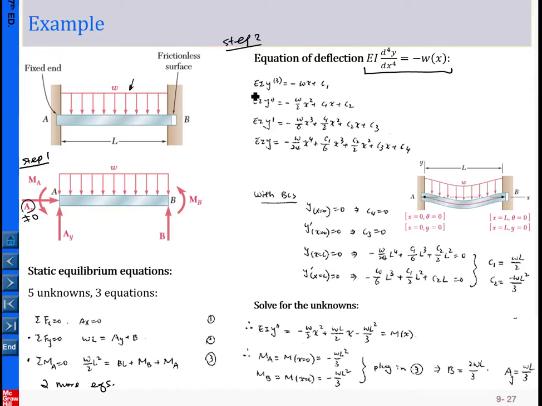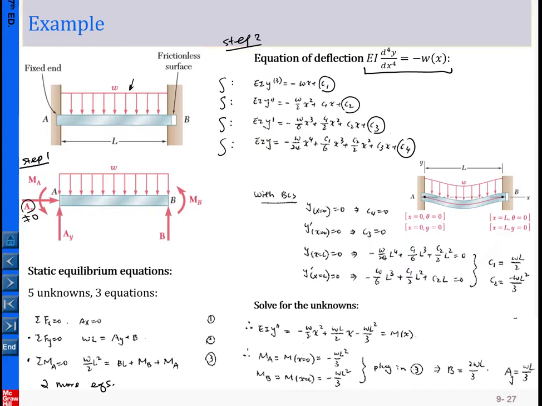Starting from here, we integrate once, and we come up with the first integration constant. Then we integrate one more time, and that comes up with the second integration constant, then one more time for the third, and one more time for the fourth. So in total we have 4 integration constants, and such integration constants can be solved for, as shown here.